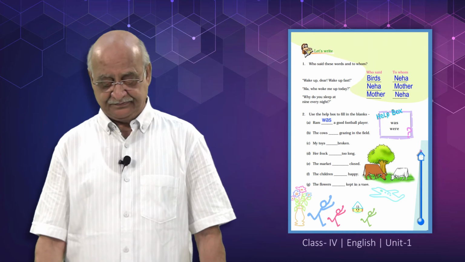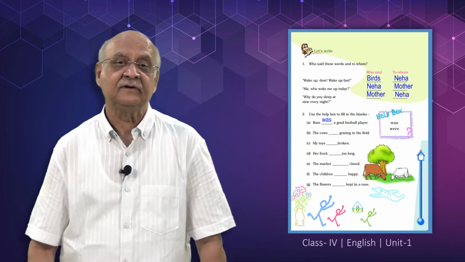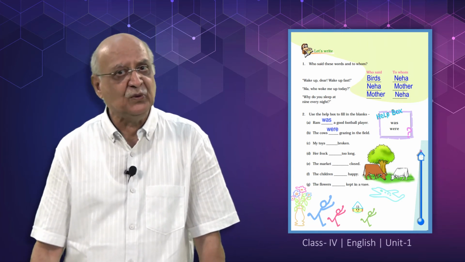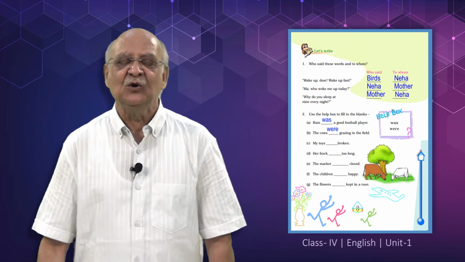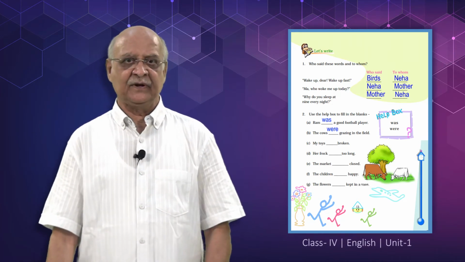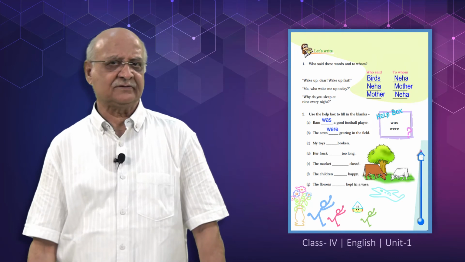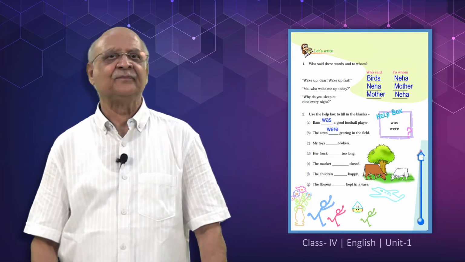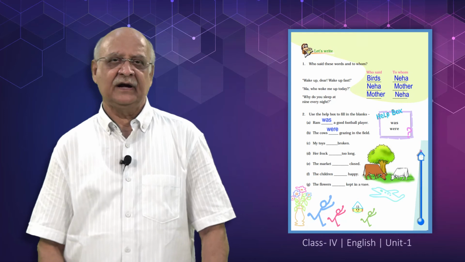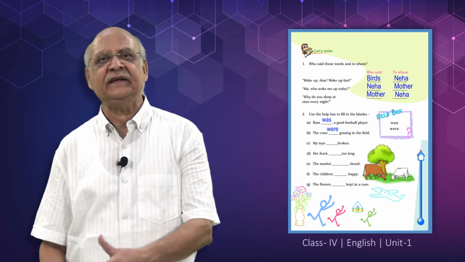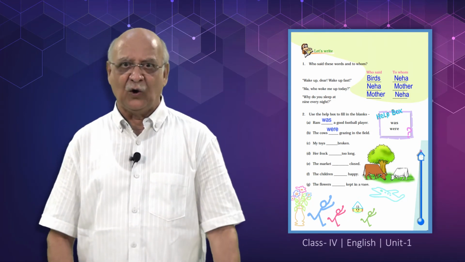Good. Second one. The cows blank grazing in the field. The cows was or were? Were. Good. Let's read the complete sentences now. Ram was a good football player. The cows were grazing in the field. Why was? Why were in the second sentence? You know the answer. Ram is singular, one person. And the cows, plural, many cows. There are a number of sentences like that. That's for you to work at home.